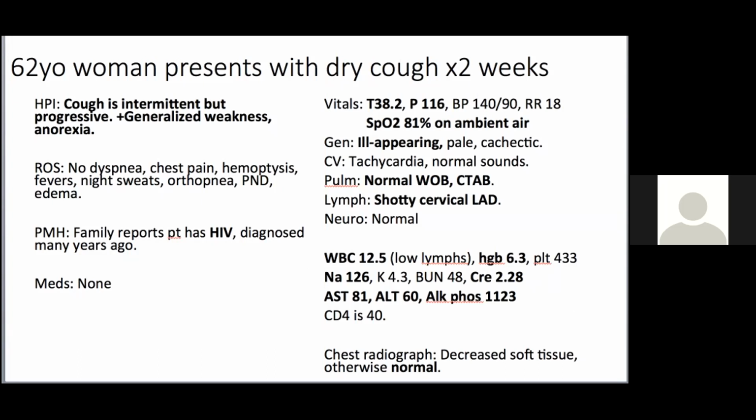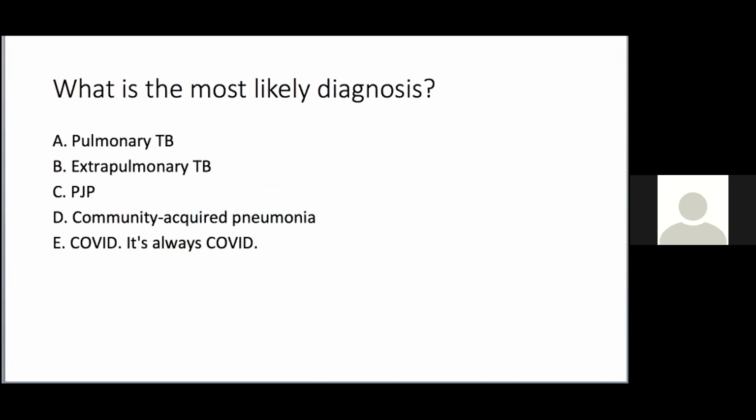Cough, shotty cervical lymphadenopathy, and her labs were notable for white blood cell count elevated at 12.5 with low lymphocytes, hemoglobin 6.3, moderate hyponatremia, creatinine 2.3, and she had a cholestatic liver injury as well. Her chest radiograph, which I don't have in this presentation, showed that she was pretty cachectic, but the lung fields were normal, and I didn't see signs of pulmonary hypertension on this one. So what is the most likely diagnosis here?